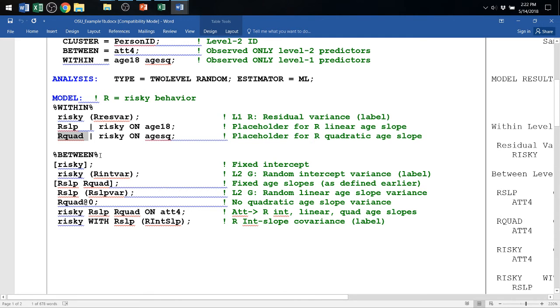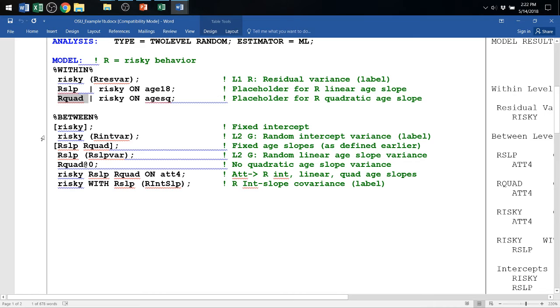In the between model then, same rule as before: variables listed by themselves refer to their variances. But now when I write risky in the between model, I'm actually referring to its level 2 intercept variance instead. And so I have r_int_var as my label here just to help you out. Same thing when I refer to r slope right here. That is its variance.